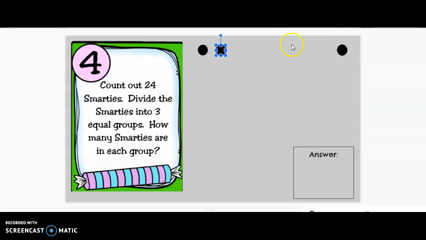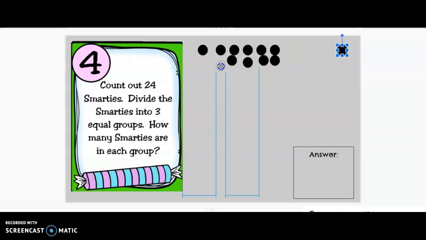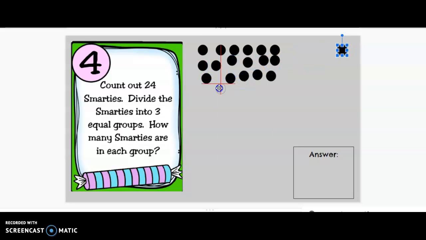1, 2, 3, 4, 5, 6, 7, 8, 9, 10, 11, 12, 13, 14, 15, 16, 17, 18, 19, 20, 21, 22, 23, and 24. So we have our 24 Smarties.